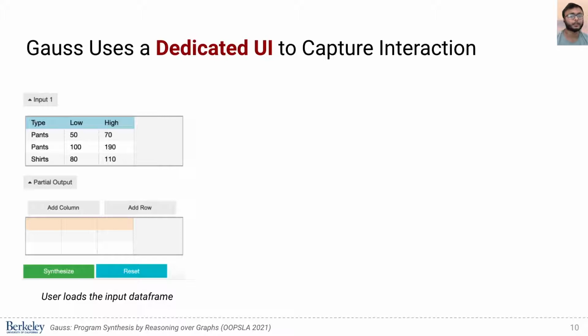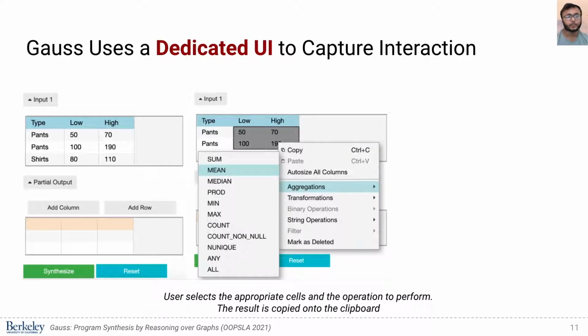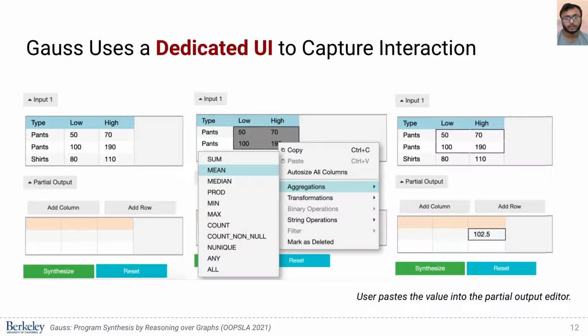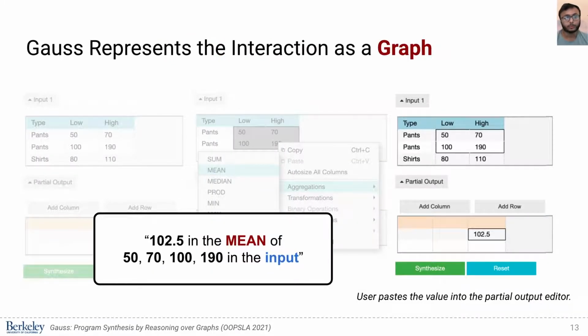First, Gauss uses a dedicated UI to help the user specify the input-output example. The user loads their input table using the UI as shown here. Gauss provides access to a number of primitive operations such as sums and means that can be applied to any arbitrary selection of cells in the input using the UI. In this example, the user selects the 4 cells that need to be averaged and picks the mean operation. The result of the operation is copied to the clipboard. Then the user can paste the result into a cell in the output by simply using Ctrl-V or Command-V. This way, Gauss is now aware of the fact that 102.5 is the mean of the 4 values in the input. But how does Gauss represent this internally?